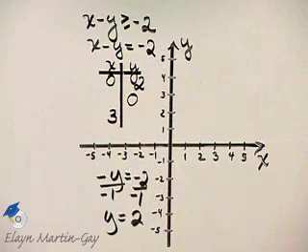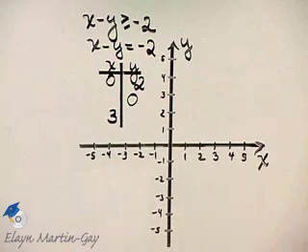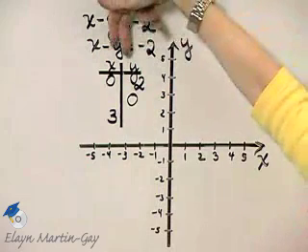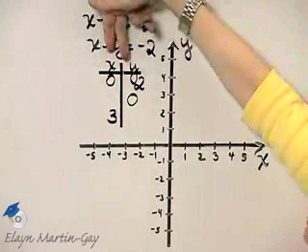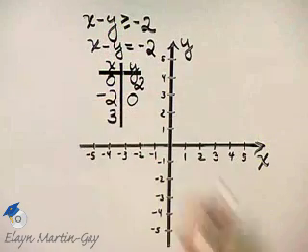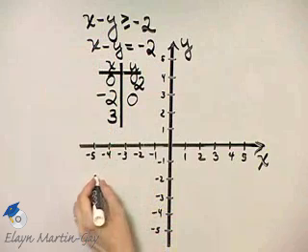What about when y is 0? Now let's see if we can do this one mentally. If y is 0, I have x minus 0 is -2, or x is -2. And then let's try one more. Let's let x be 3.